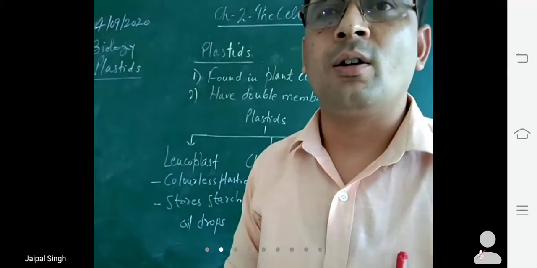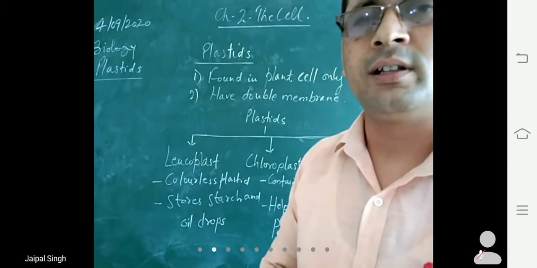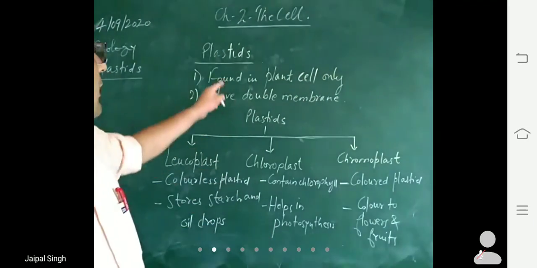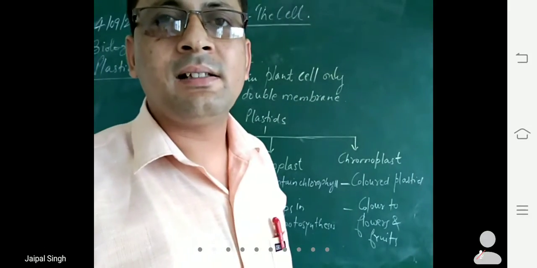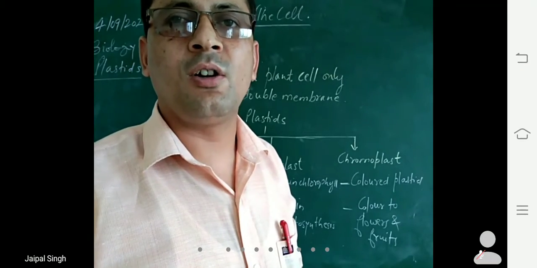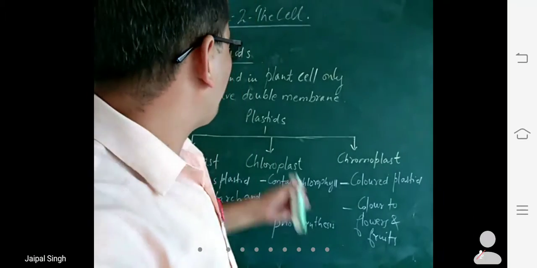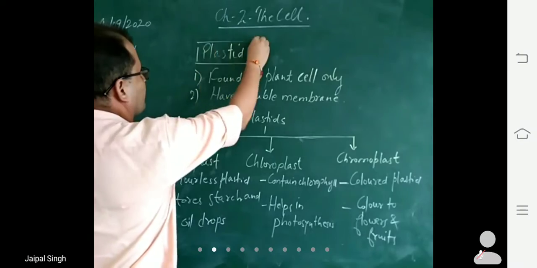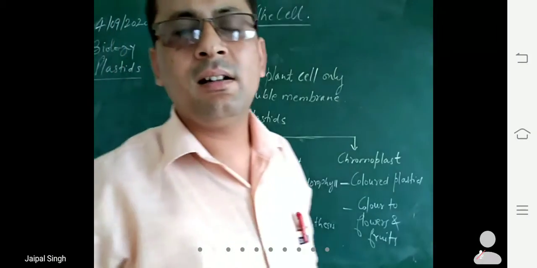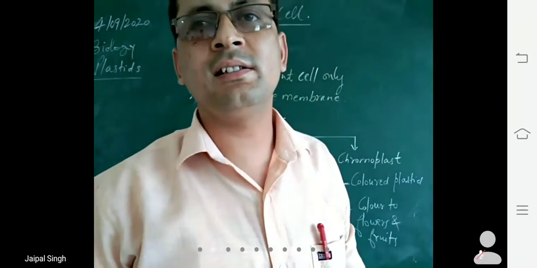The next cell organelle, or cell structure, which we are going to discuss is plastids. It is plastids, not plastic. Plastids are structures which are present in the cell.